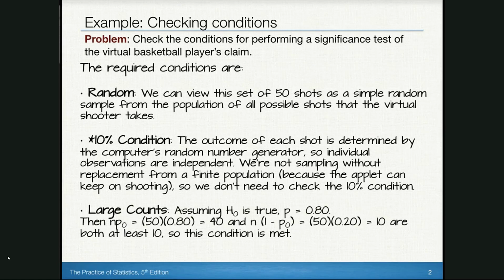Finally, we need to check the large counts condition. Assuming the null hypothesis is true, the population proportion would be 0.80. So we have to check that we have at least 10 successes and 10 failures. Since we had 50 shots, 50 times 0.80 equals 40, and n times 1 minus p sub 0, or 50 times 0.20, is 10. Both of these are at least 10, so that final condition is met.